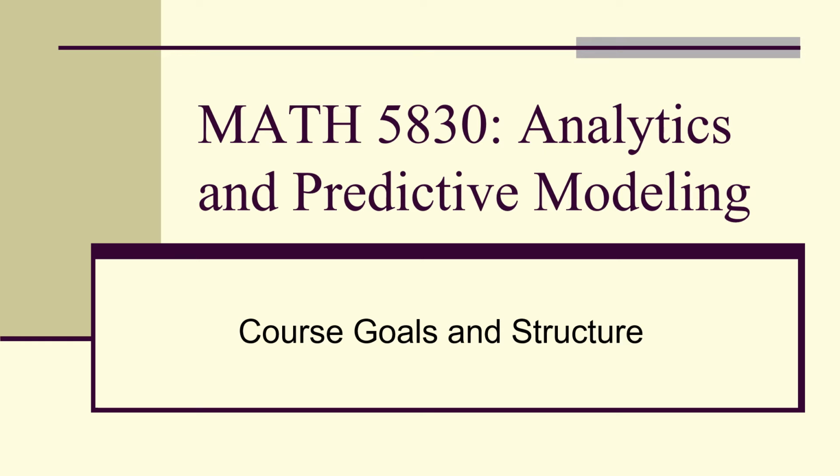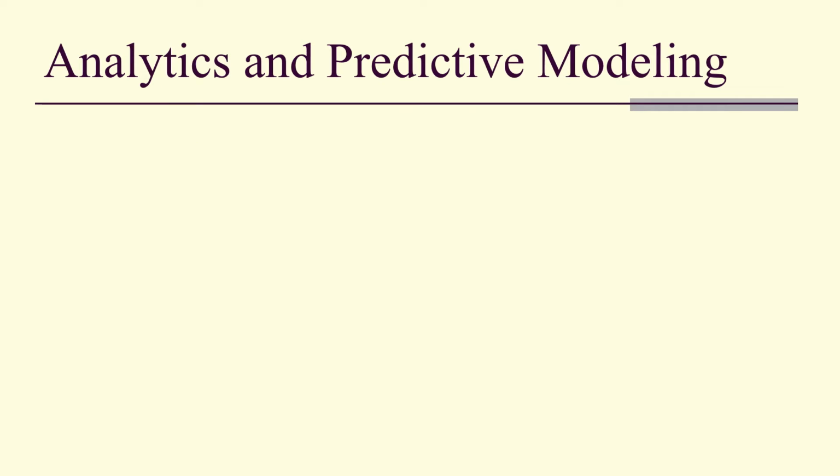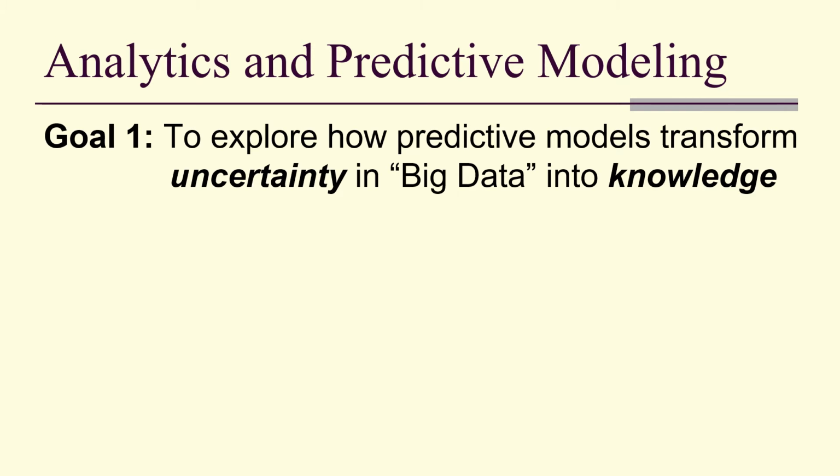Math 5830, Analytics and Predictive Modeling. Course goals, structure of the course. Analytics and predictive modeling. We have some goals in this course. We want to explore how predictive models transform uncertainty in big data into knowledge.